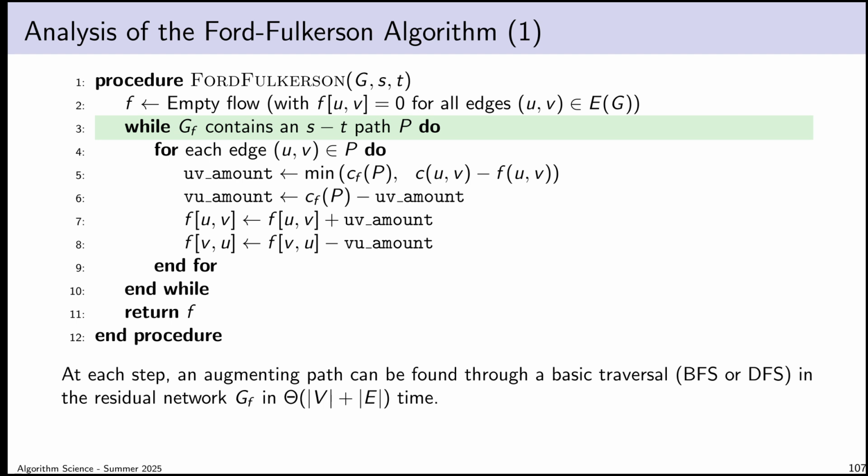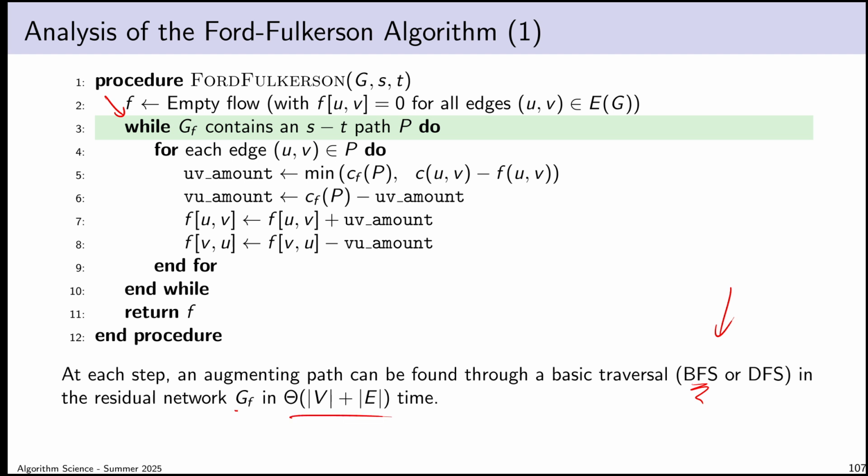Okay, so first, the running time. At each step, this loop keeps running as long as there is an augmenting path. So I guess the first question is, how do I go looking for augmenting paths in terms of the running time? Well, because we've already seen that a regular directed path in the residual network corresponds to an augmenting path in the original network, I could go find an augmenting path by using an ordinary graph traversal, so BFS or DFS. We'll see next time that BFS is a very good choice for this. And that would take linear time, linear in the number of vertices and edges.